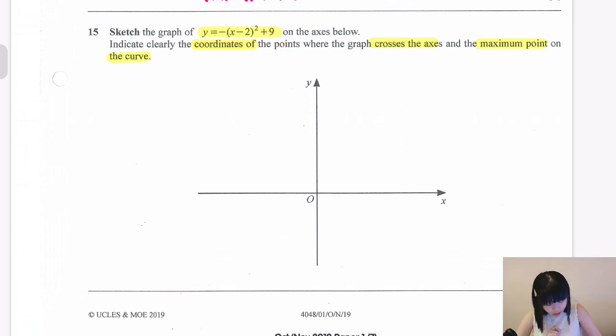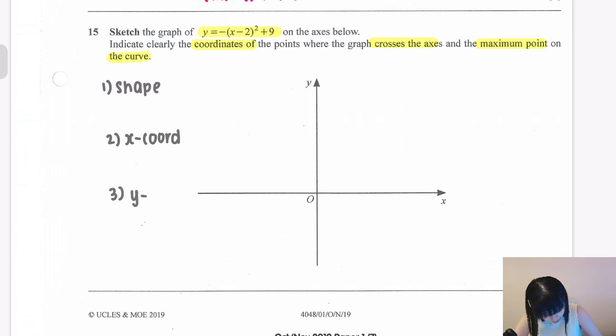Why is it a quadratic graph? It's because when you expand this, you will get x squared, and x squared is a quadratic graph. To sketch a quadratic graph, we always need to find 5 things. The first thing is to find out the shape. Second thing is to find the x coordinates where it crosses the x-axis. Third thing is to find the y coordinate when it crosses the y-axis. And number 4, we need to find the line of symmetry.